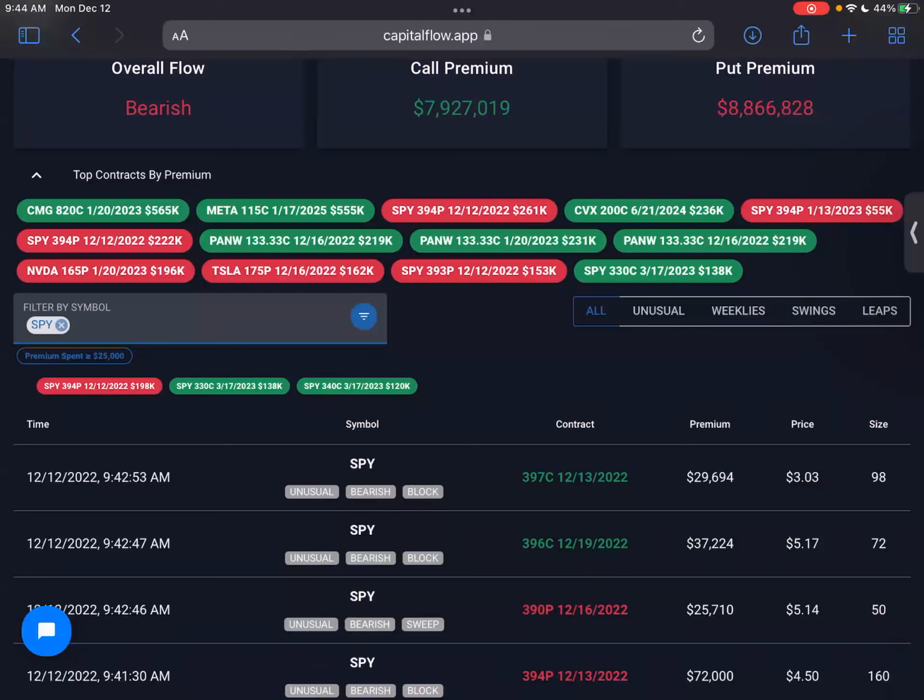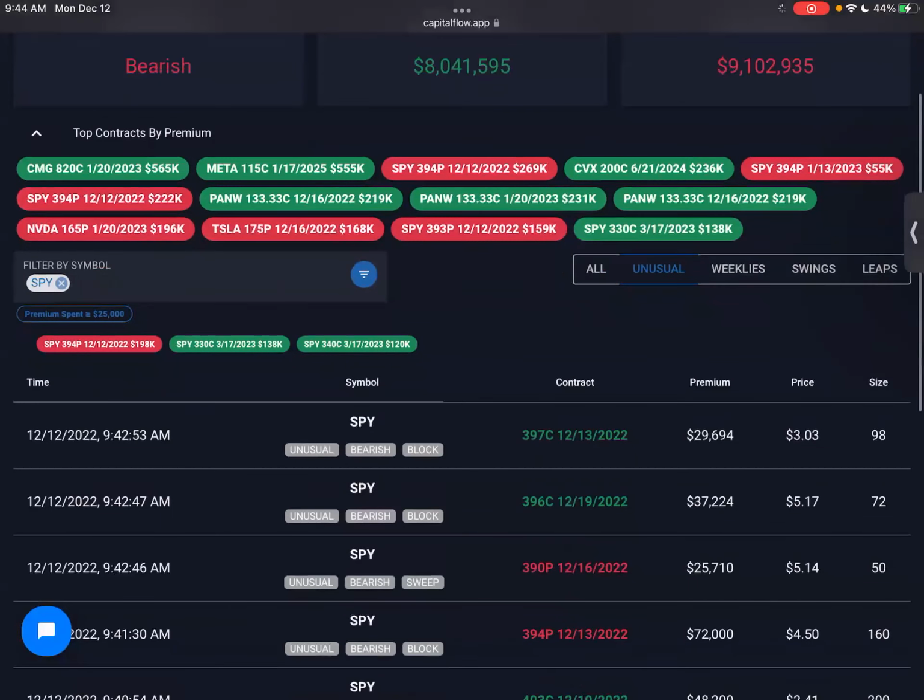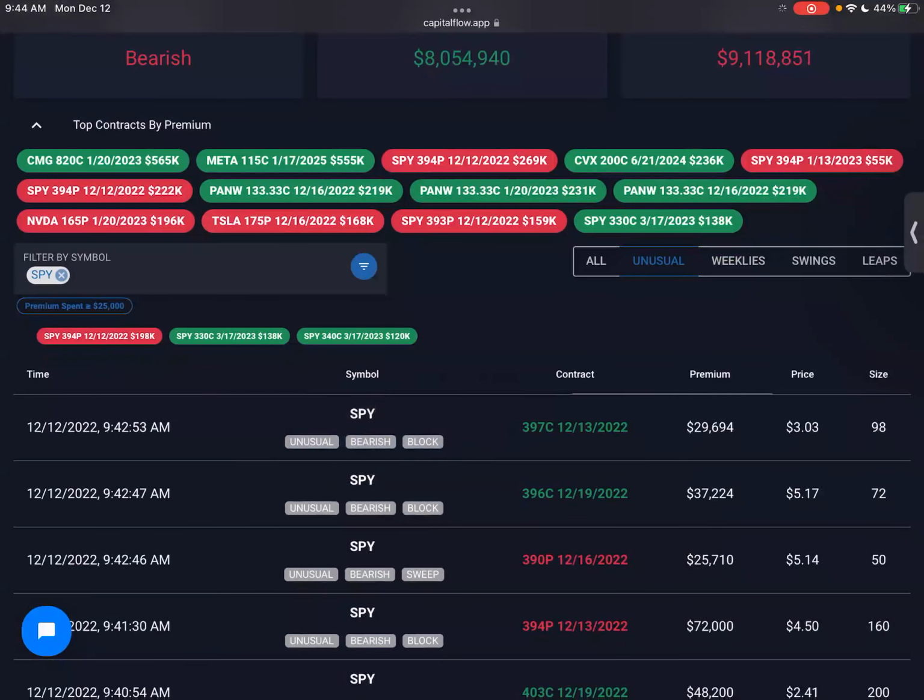You'll be able to see it. The unusual button is how you're going to be able to identify orders that are coming directly from institutions or just these hedge funds and things like that, right? So the way that it works, and we have definitions, right?